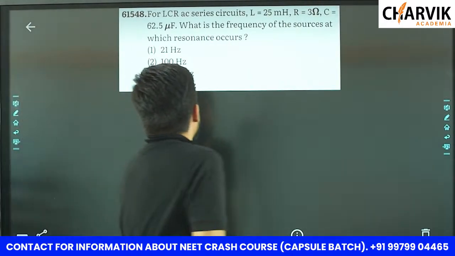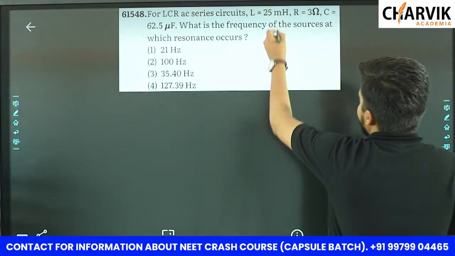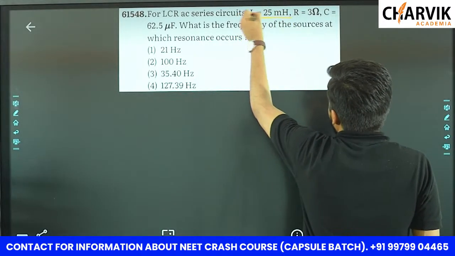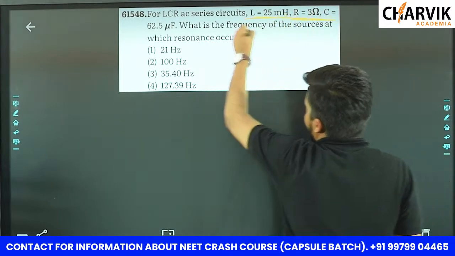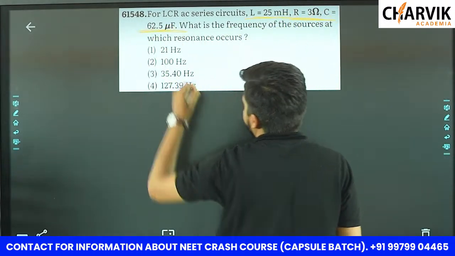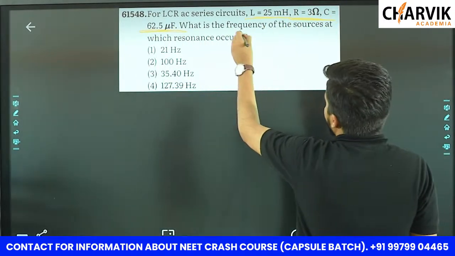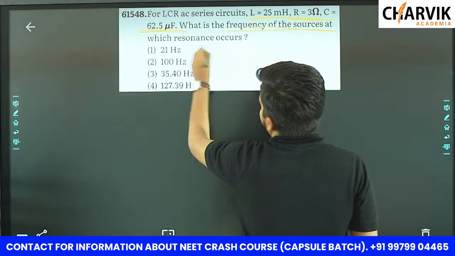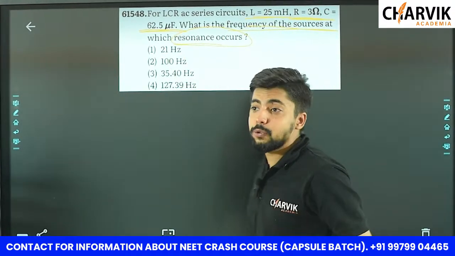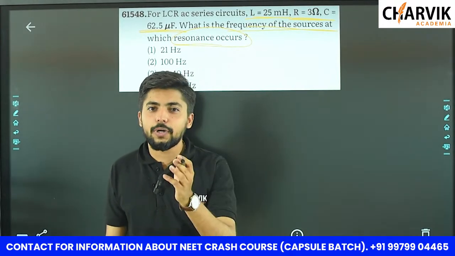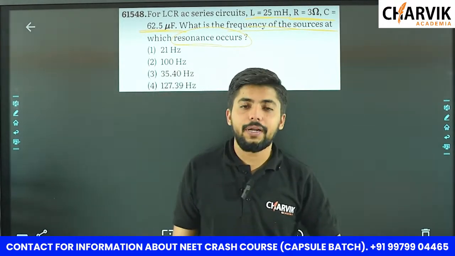Okay, so the next question says for an LCR AC circuit, L is equal to 25 millihenry, resistance is equal to 3 ohm, and capacitance is equal to 62.5 microfarad. What is the frequency of the source at which the resonance occurs? At which the resonance occurs means what? It is a resonant frequency. The question is of the resonant frequency.